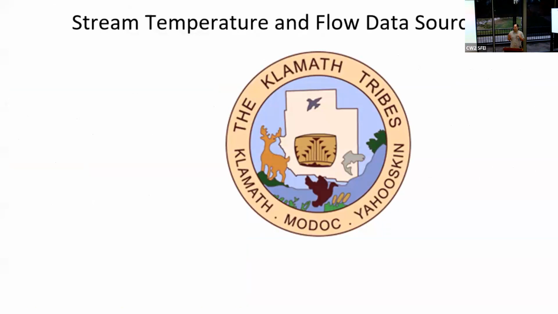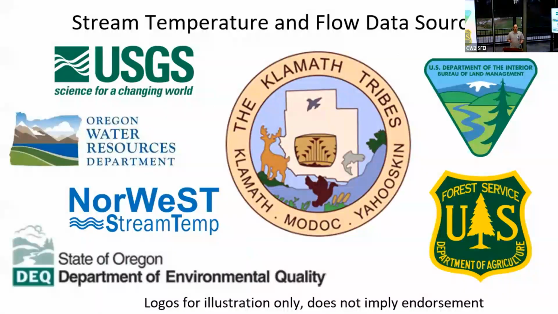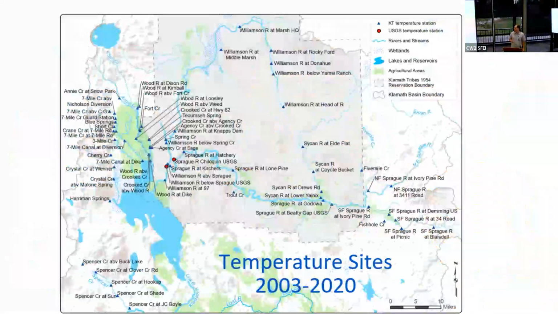So the main data set that we're using here is the Klamath Tribes water temperature data set that they collected in the tributaries of the lake. We're supplementing that with additional data from the BLM and the Forest Service, DEQ, and then flow data from flow and temperature from USGS and flow from Oregon Water Resources and the flow from Klamath Tribes. But the Klamath Tribes temperature data set is the main thing that we're analyzing here.